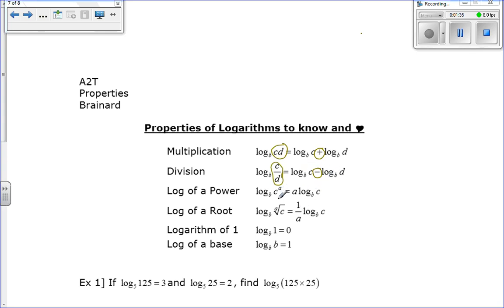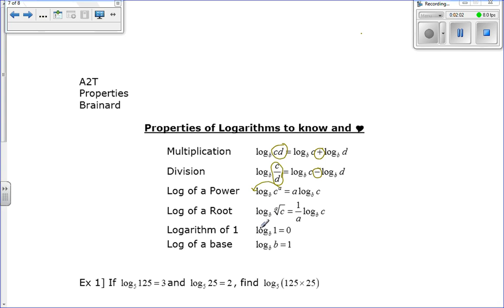When I have a log of a power, that's like having a power to a power. We bring the power out in front and we multiply by it. So the a comes out in front of the log. If you have a log with a root, remember a root is simply 1 over the power. So the rule is still the same. It's going to come out in front.